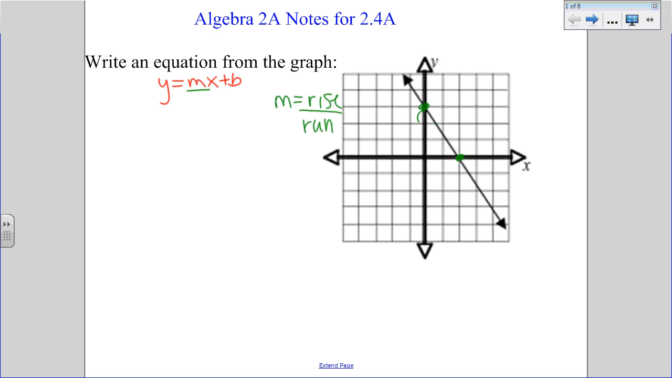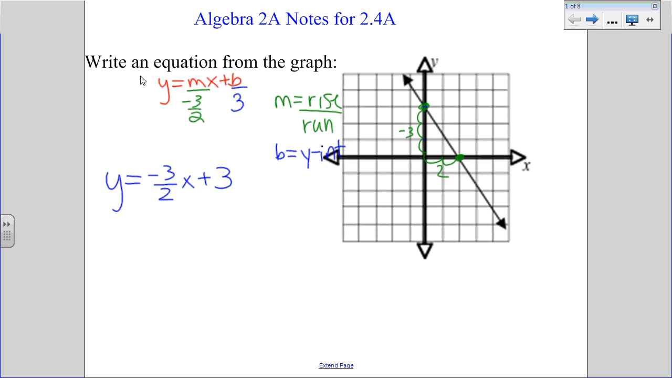And so I go down 1, 2, 3, so that's a -3. I go over 2 to the right. That's a +2. So we have an m value of -3 over 2, and that matches what we see. It's a negative line. Our b, remember, is your y-intercept. And so that b value is +1, +2, +3. And so our equation is going to be y equals -3/2 x plus 3.